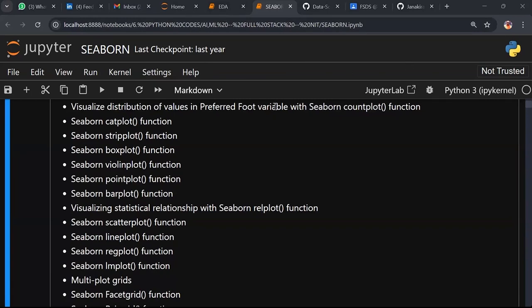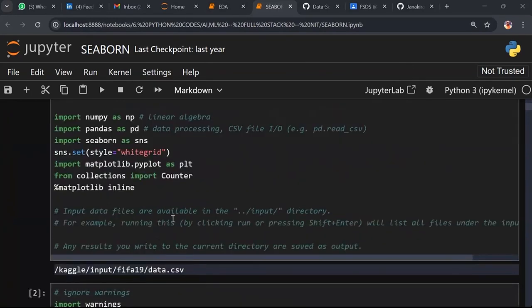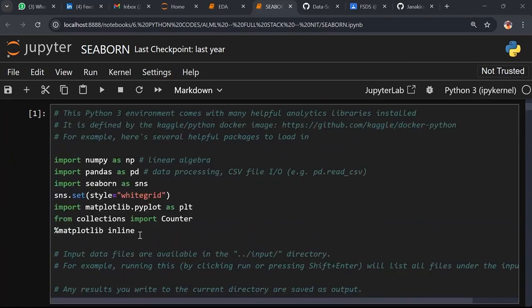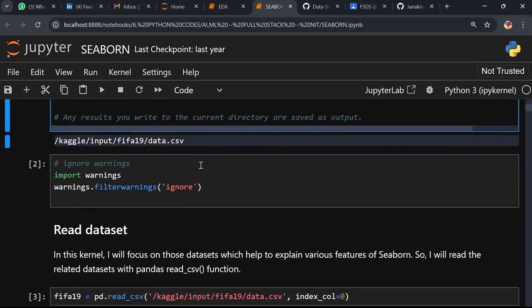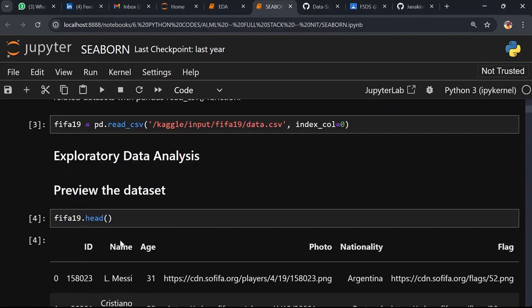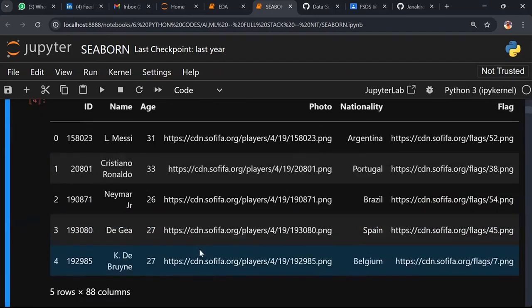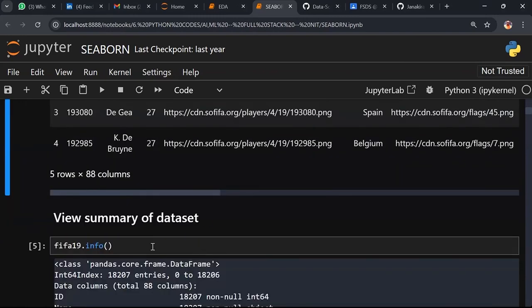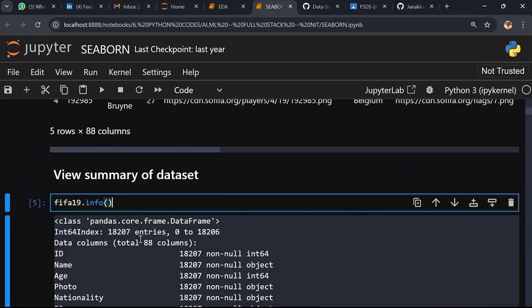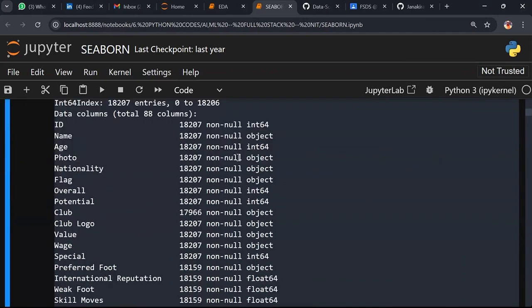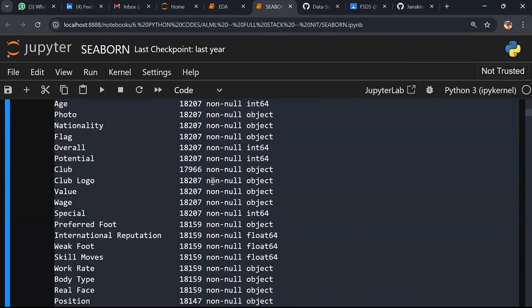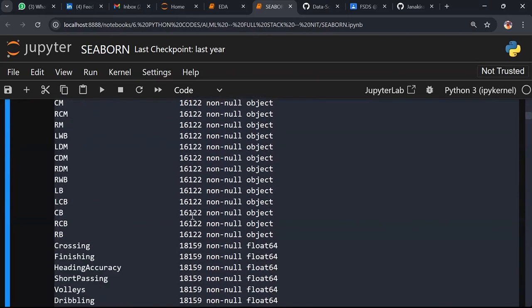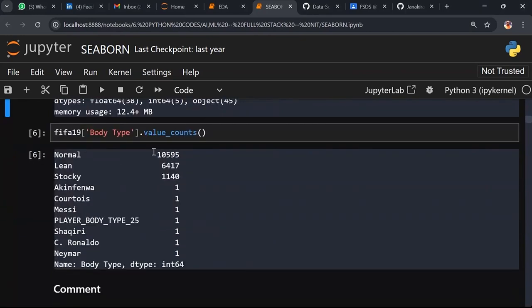If you refer to this, I'll give detailed notes here. Now see this, guys. NumPy, matplotlib, do this. Trust me, after you complete it. Now let's go ahead. FIFA 19 head. Do you have all the attributes, guys? Dataset. Now info. What is info? It will give you information about the data set, because there are some missing values and all those things. You can find that out. Body type value counts: normal body, lean, stocky, Akinfenwa, Messi. Player body type.